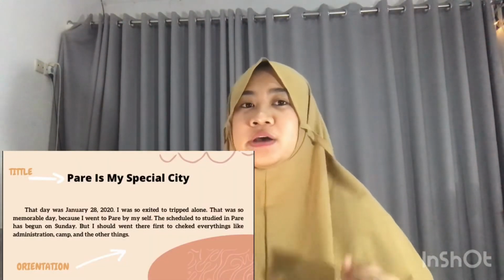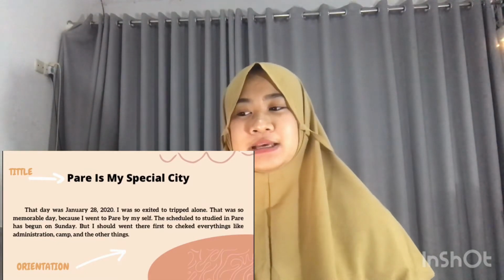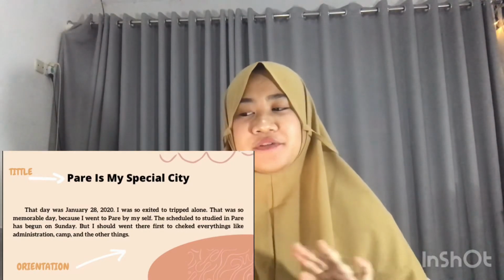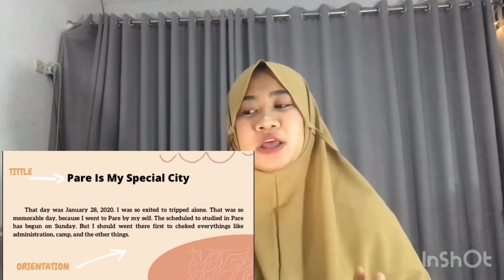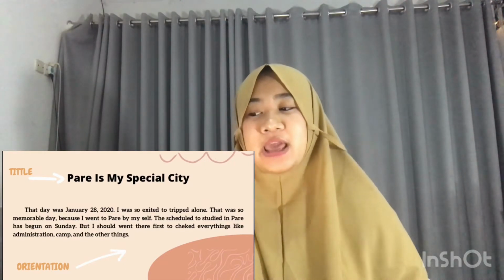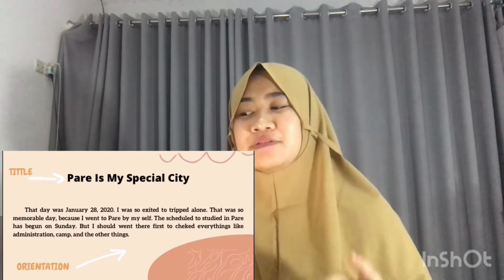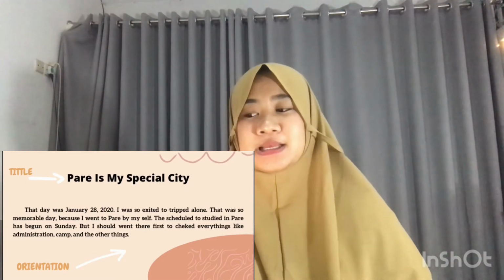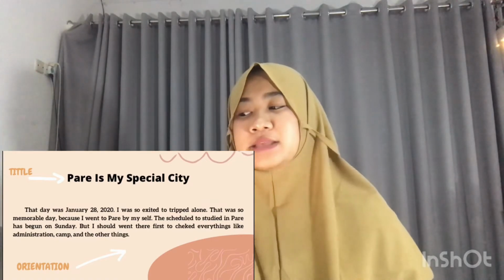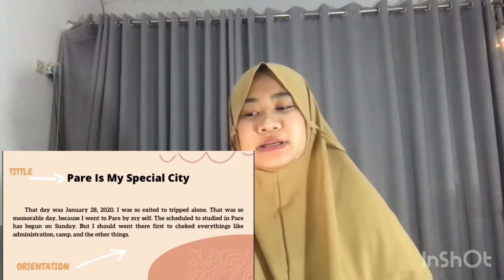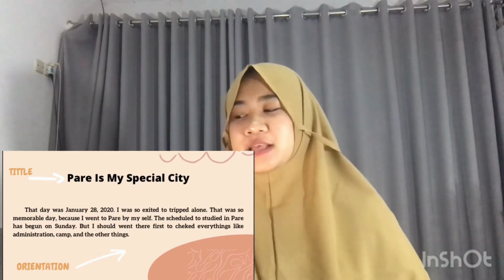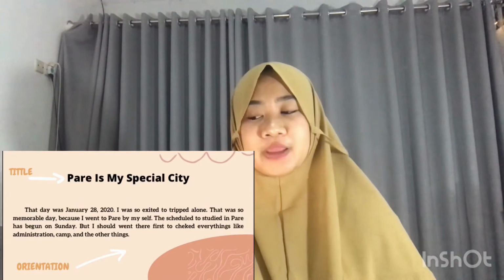Okay, let's learn about recount text, and I will give you one example of recount text. The title is Pare is My City. This is my text. The orientation: Pare is my special city, that was January 28, 2020. I was so excited to trip alone. That was a memorable day because I went to Pare by myself. The schedule to study in Pare began on Sunday, but I went there first to check everything like administration, camp, and the others.